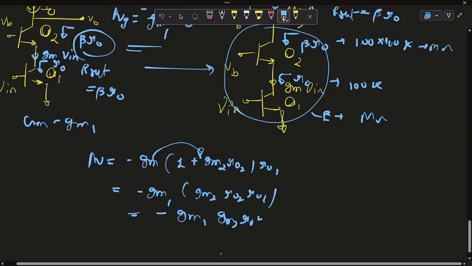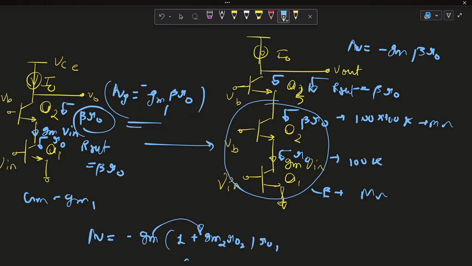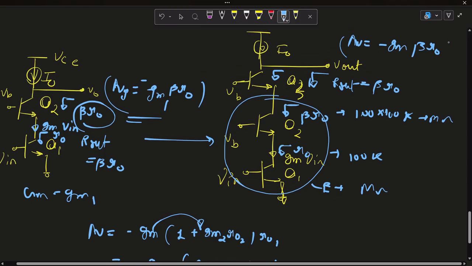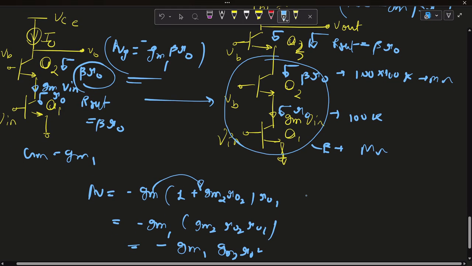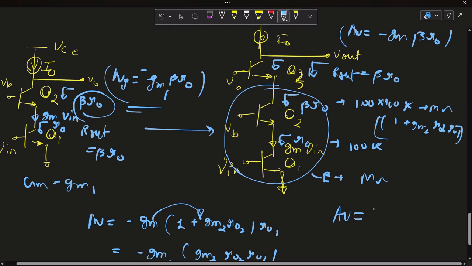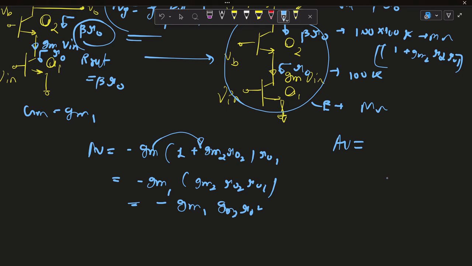This is the gain if we consider the second case, but in the third case the gain is limited, which is GM1 beta R naught. So this was the gain in the third case, and the gain in the third case is also GM beta R naught. But in the second case, it will become 1 plus GM2 RO2 times RO1, and then again it is degenerated by this stage. So eventually it will become a much larger resistance. You can try it by yourself.